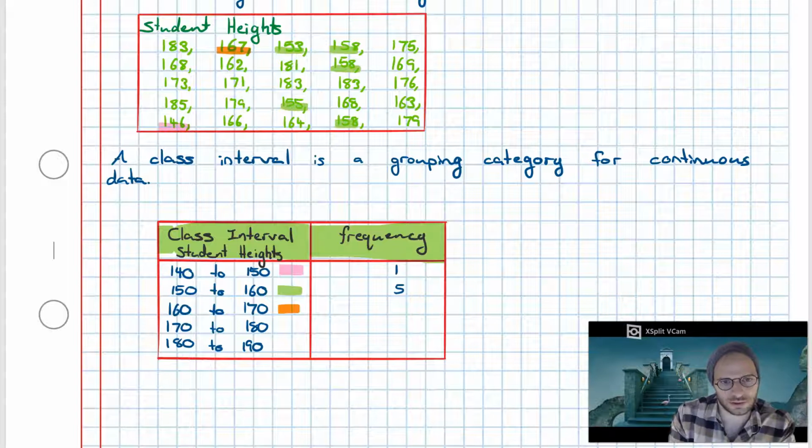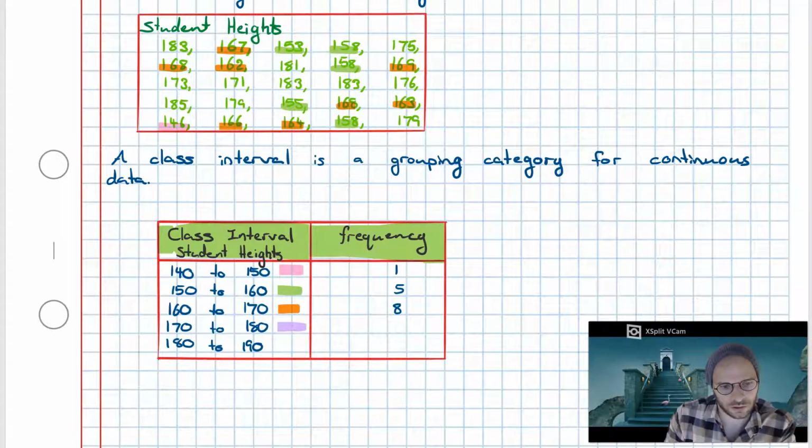For our next class interval, we're going to look for 160 to 170. So we've got 167, 168, 162, 169, 168, 163, 166, and 164. So we've got 2, 4, 6, 8.